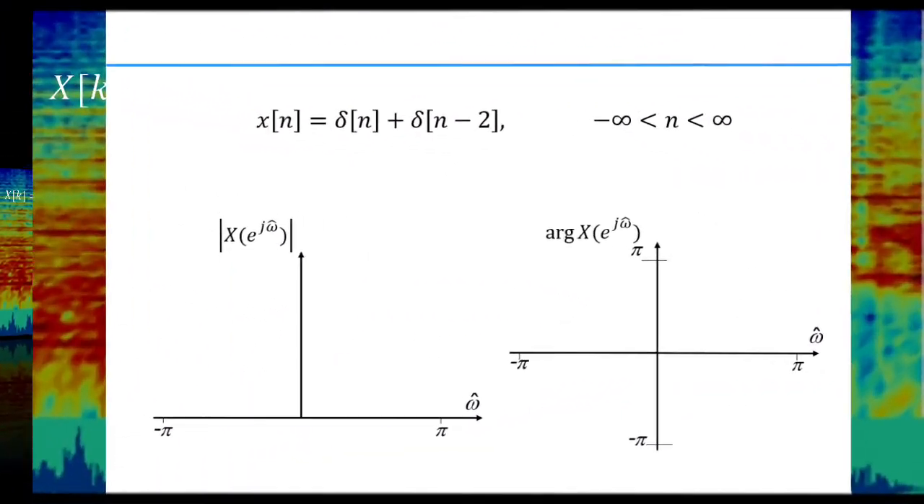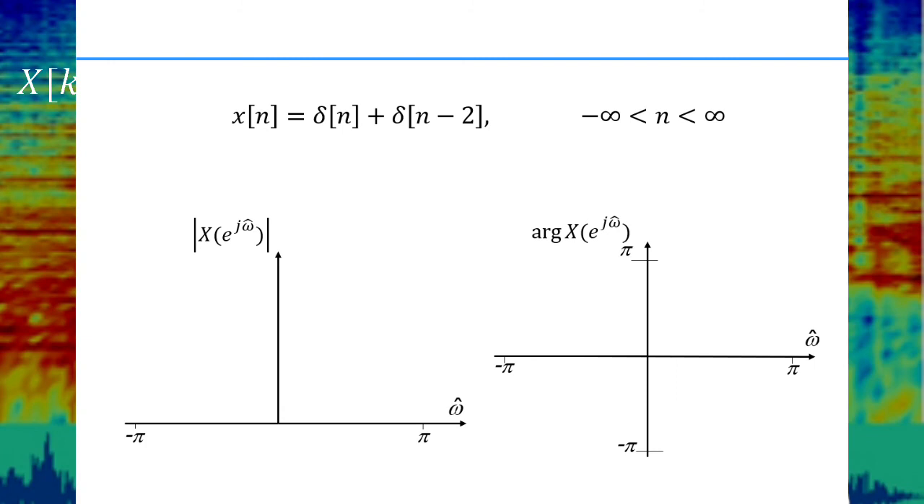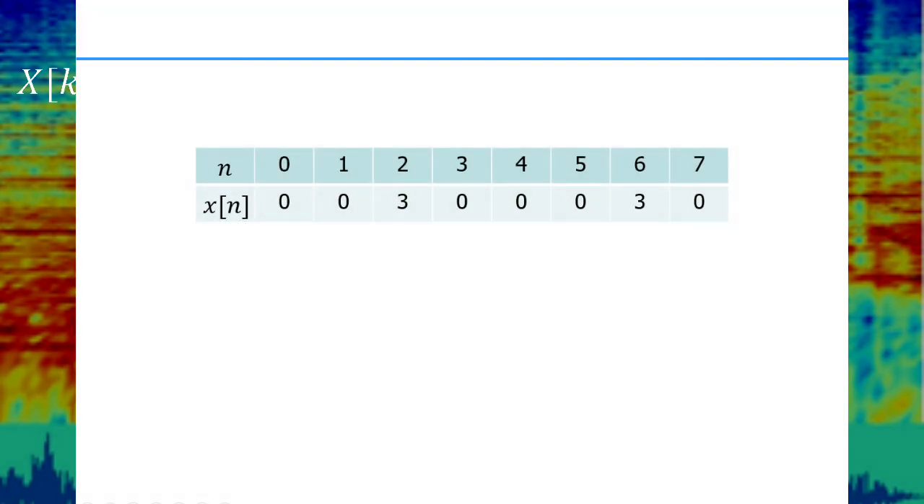Here are your 2 theory exercises to solve prior to the next exercise session. First, given this discrete time signal, calculate the DTFT and plot the amplitude and phase spectrum. Second, given this discrete time signal, find the DFT coefficients for a length N is 8 DFT.